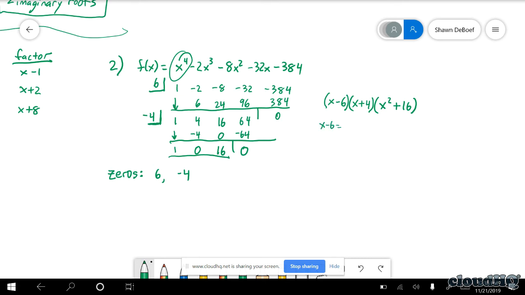We set each factor equal to 0. I've already got the first 2 taken care of. I already know the 6, and I know the -4. It's the rest of it that I'm more interested in. So I had x squared plus 16, set that equal to 0, solve that. So I would subtract the 16, then I square root, and don't forget plus or minus because I square rooted, plus and minus 4i.